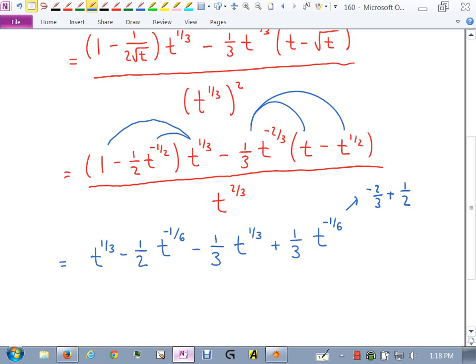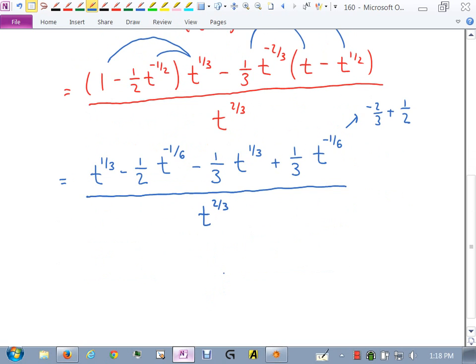Just telling you where that came from. This. Are we done up top? Everything done up top? Yes? All of this over t to the 2/3. And now what? Split it up into 1, 2, 3, 4. Oh, wait, we do have like terms up there. Yeah, we can put those together first.